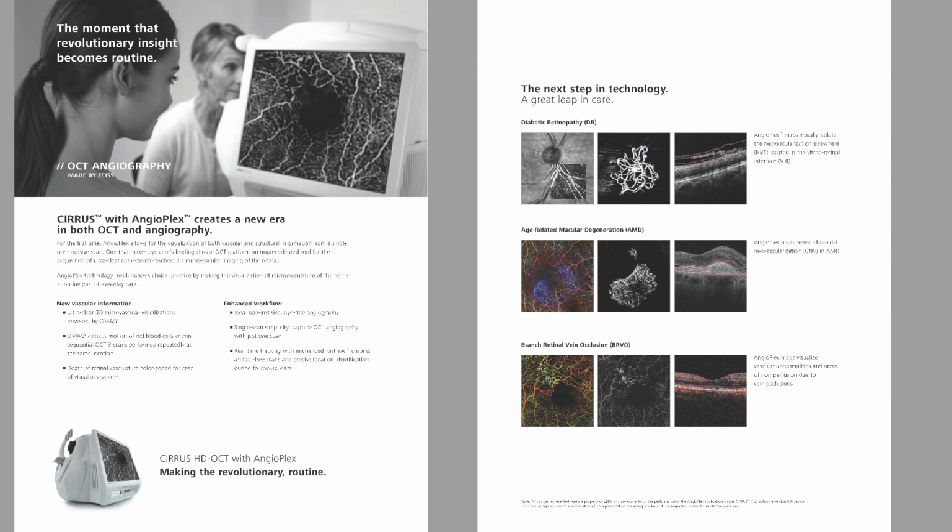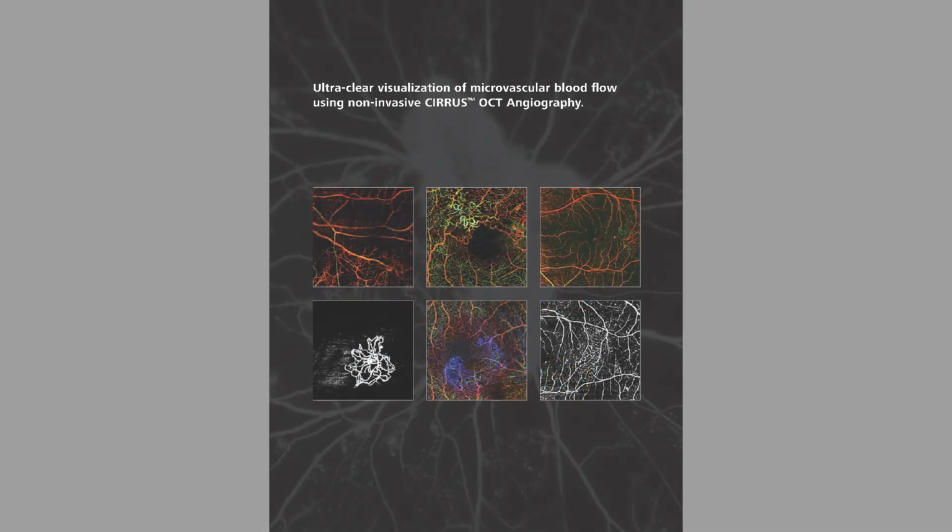If you look on the screen on the right side, you can see pictures of the blood vessels right there. So you can get a really good sense of the blood flow just using your OCT with AngioPlex. There's a better picture of it, just so you can get a sense. Those are obviously blood vessels.